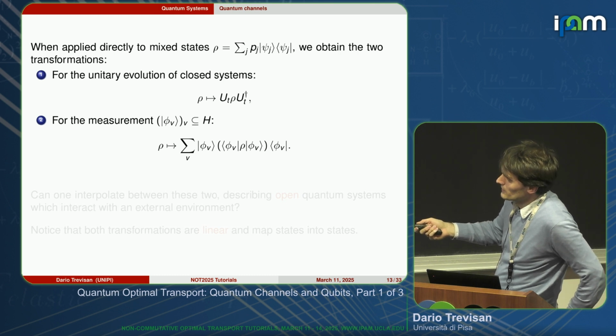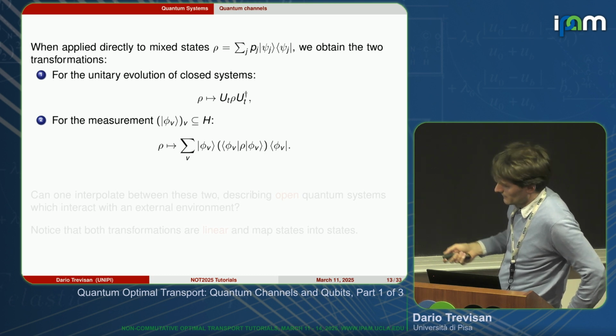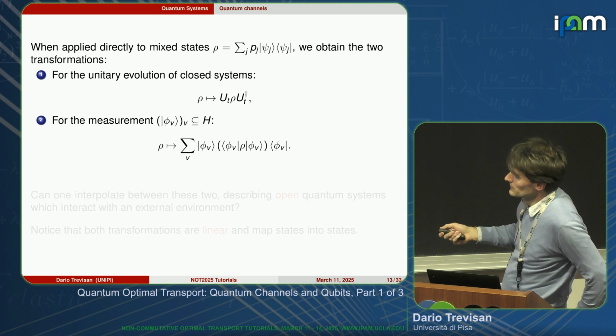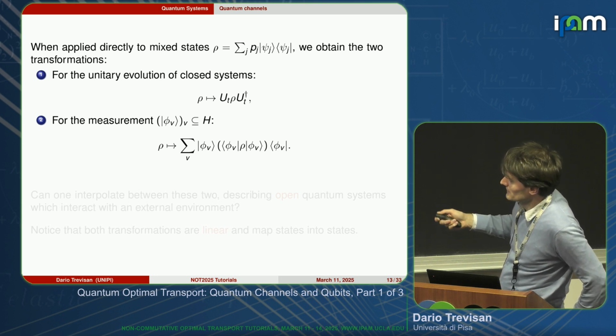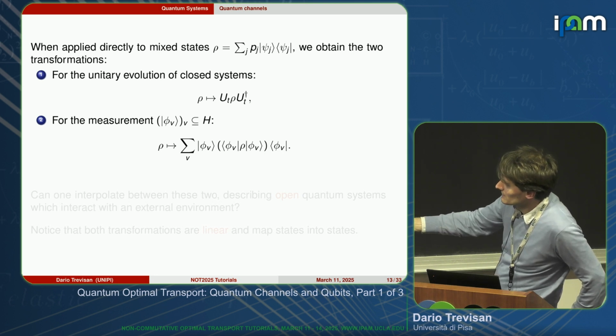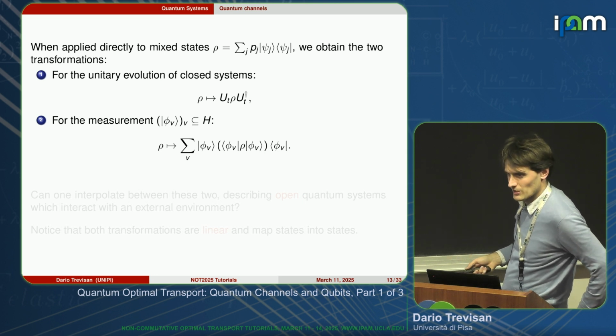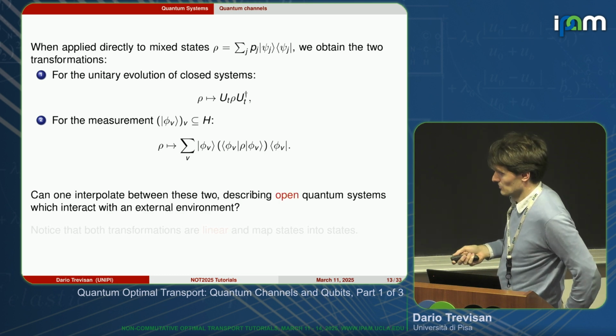Okay. So if you have a unitary evolution, U_t, it turns out that you essentially need to take a conjugation with U_t: on the left with U_t, on the right with U_t dagger. And for the measurement, as you said, you write it in the basis of phi v, you select the diagonal terms, and then you do the projection. Again, this is because you don't care about the actual value v that is observed.